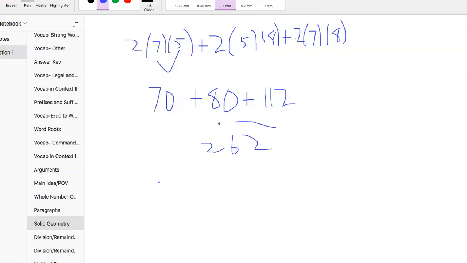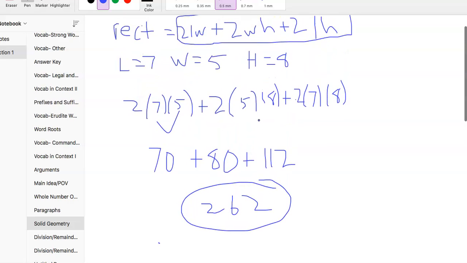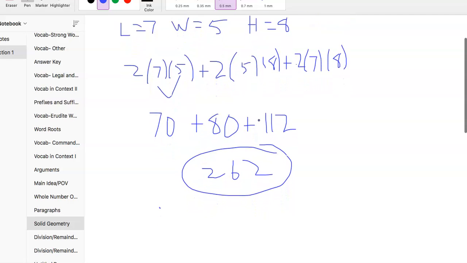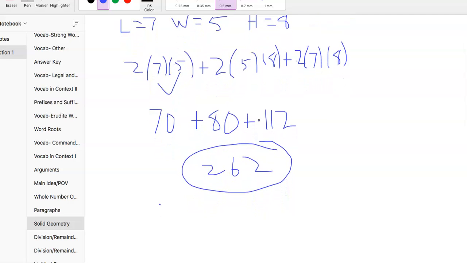our final answer for surface area of this rectangular solid, in which the length was 7, the width was 5, the height was 8, is 262. Okay, so that's all you got to know for solid geometry, right? It's quite a few formulas, but I know that you're more than capable of doing it if you just put in the time to memorize these formulas. The math is really just plugging in a bunch of numbers and remembering that diameter is twice as big as radius. That might show up as well.